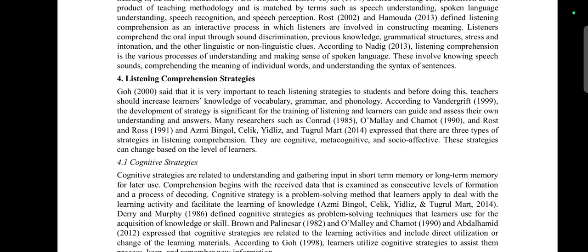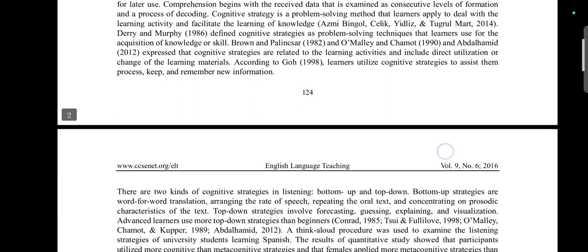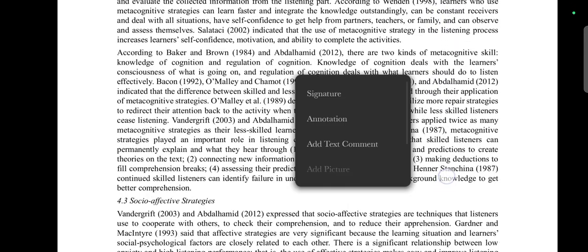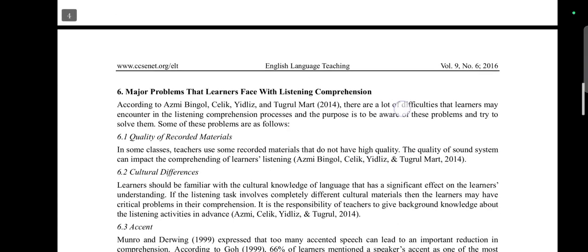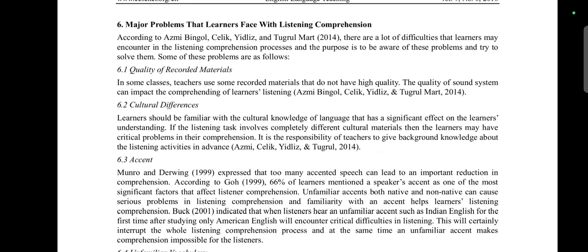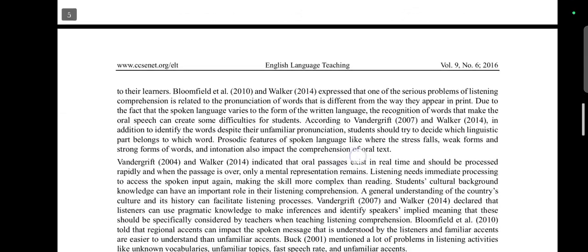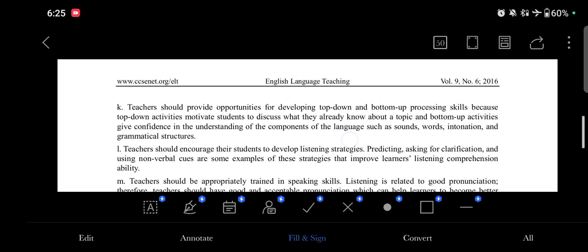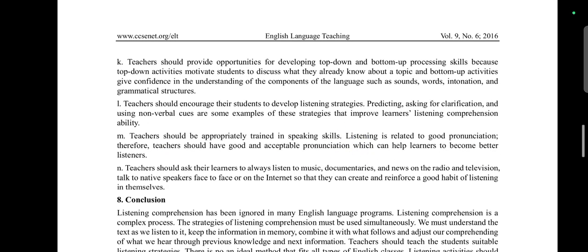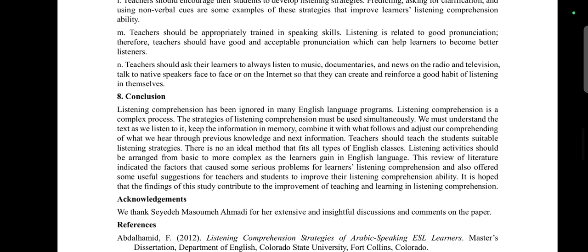And after you have written all these elements, this is for showing the exhaustive research that you have done. You can see that here the major problems that learners face with listening comprehension, this is called the content analysis. And you have the conclusion, the findings is being mentioned here. The teacher should provide opportunities for developing top down, bottom up processing skills, etc. is being mentioned here. Then the conclusion is being mentioned.